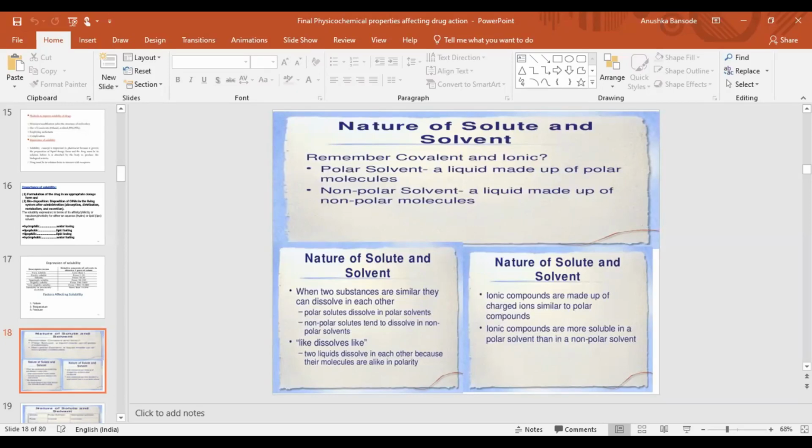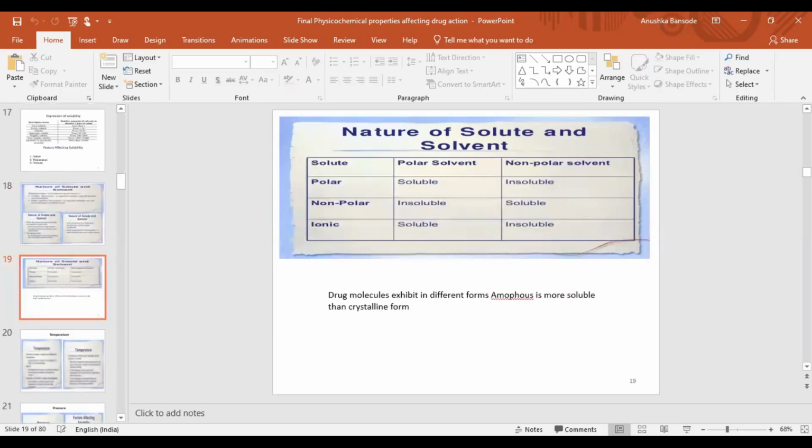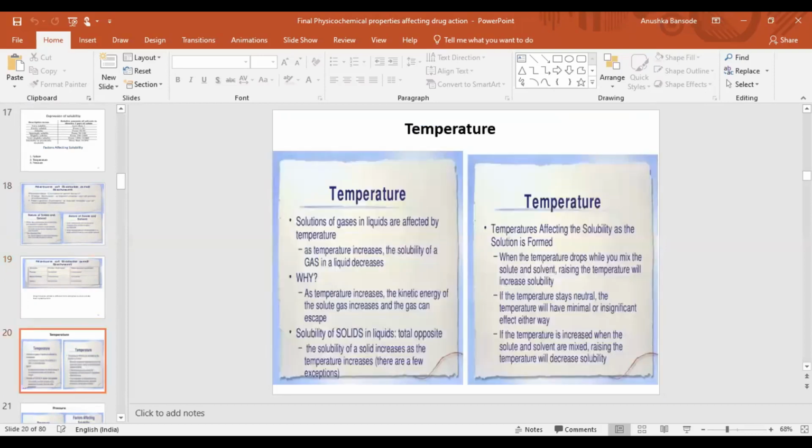Now, nature of solute and solvent: ionic compounds are made up of charged ions, similar to polar compounds, and ionic compounds are more soluble in a polar solvent than in a non-polar solvent. So this particular slide tells us about the nature of solute and solvent in which it is going to dissolve, and drug molecules exist in different forms, amorphous as well as crystalline, and the solubility is affected.